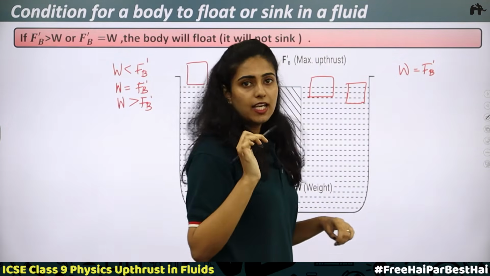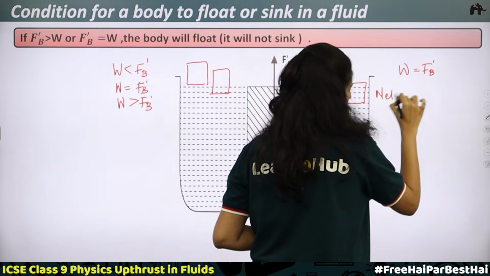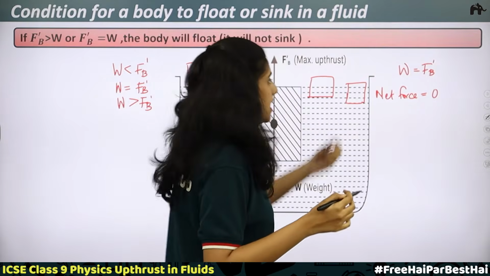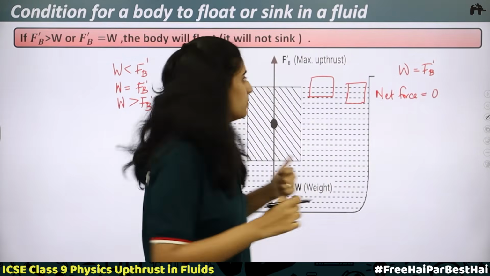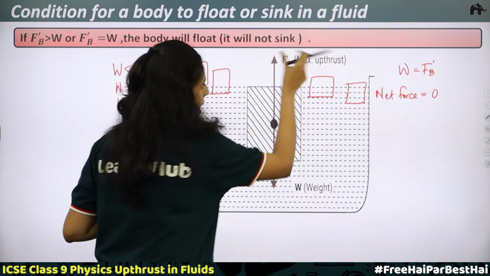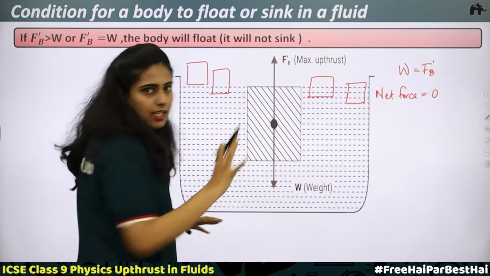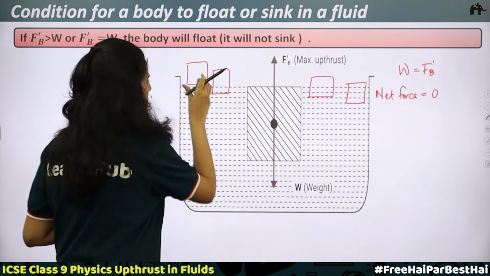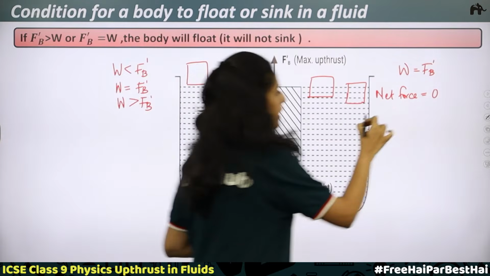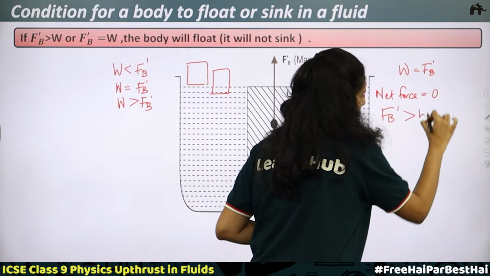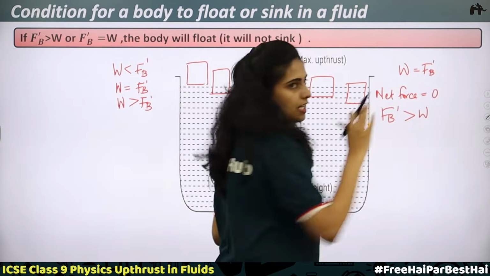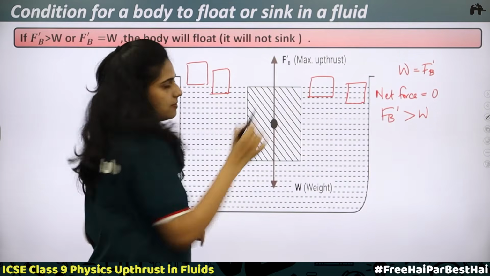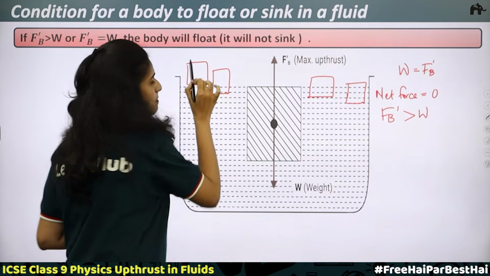Okay, now here in this case you will be able to see that the net force will be equal to 0 because weight and Fb dash are equal. Now Fb dash or the maximum upthrust, when does it happen? Okay, this is the case. Next, you can see the body. These are the different possibilities. Now when Fb dash is greater than W, what does it mean? Upthrust is greater than W. This is the second case when the body will float. All these come under this. Here this is a case when there is maximum upthrust.